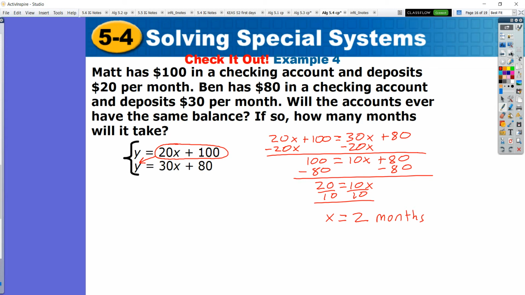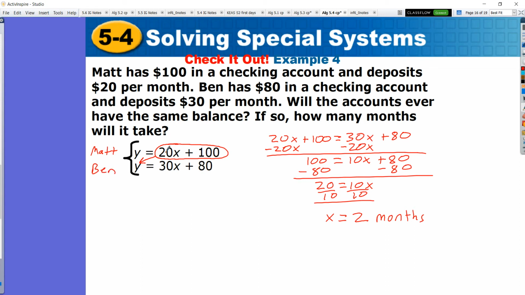Okay, so here's what we got for these two. We got our system set up. We got our equation for Matt, and we have our equation for Ben. All right, so this one over here represents Matt, and this one down here represents Ben. We got them in the slope-intercept form. Notice how we have different slopes and different y-intercepts. Okay, so that means there's going to be one solution. So that means we would be able to actually answer this question.